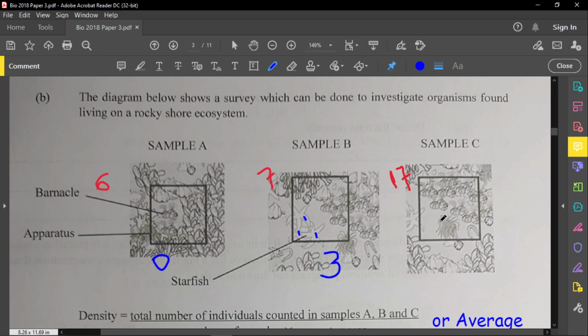Let's look at this one. We see a little piece here, right? But that's not even half, so we cannot count this. So this will be 0 as well. At least most of it will have to be in the quadrat for you to count it. A little piece, less than a quarter, is really not significant to count. You cannot count that one.